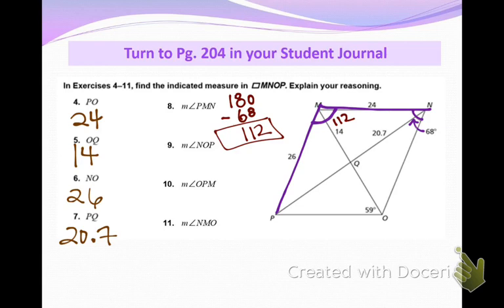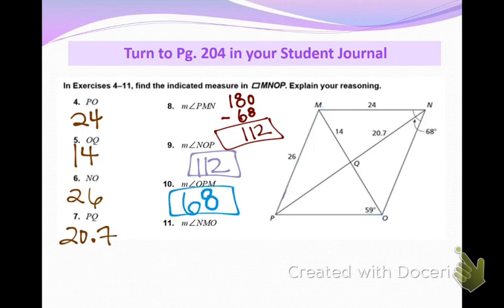Alright, then you have NOP. It's right here. It is not 59 degrees. It is the whole angle, and 59 is not the whole angle. It's going to be the same as what's opposite of it, which is 112. Alright, the last two, what letters do we have? OPM, which is the whole angle, and it's across from 68, so 68 degrees.